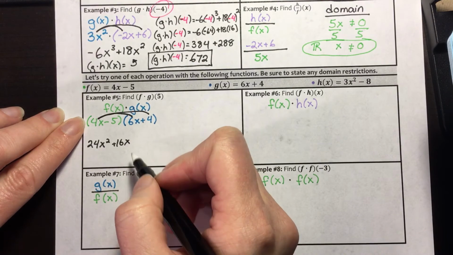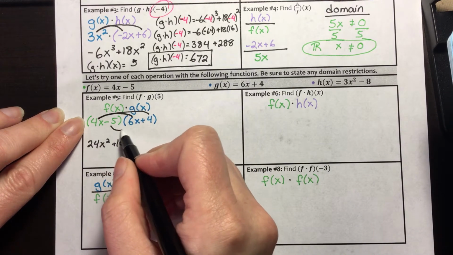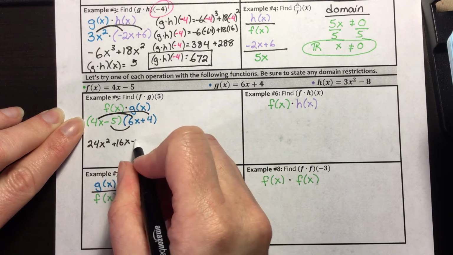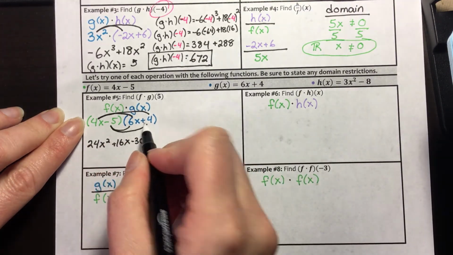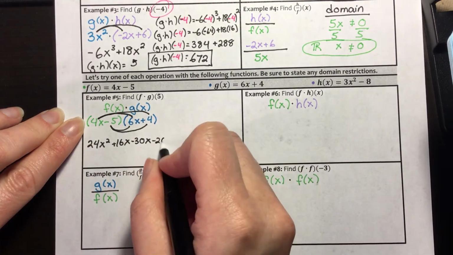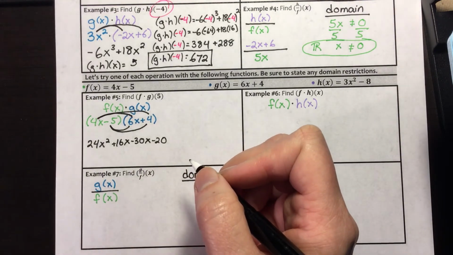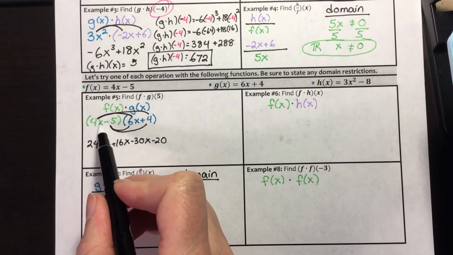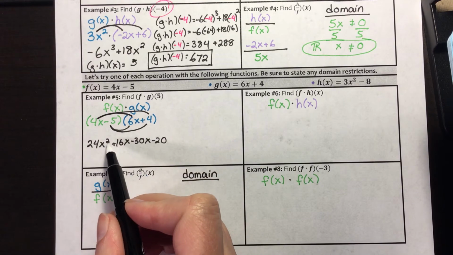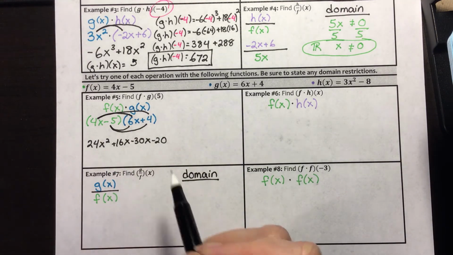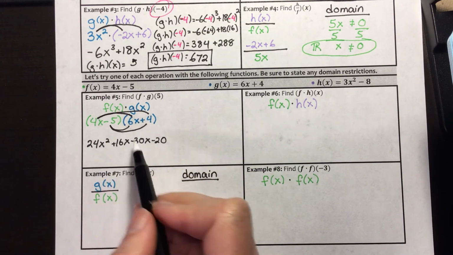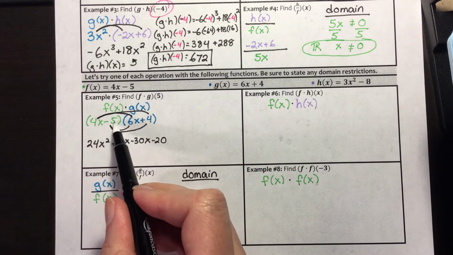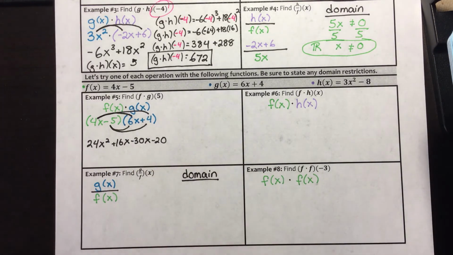4x times 4 is 16x. 4x has been multiplied times everything, so move on to negative 5. Negative 5 times 6x is negative 30x. And negative 5 times positive 4 is negative 20. Every time we multiplied several x's together, we added the exponents. Anytime we had an x times just a regular number, you just kept the x that you had. And if there's no x's, you still have no x's.